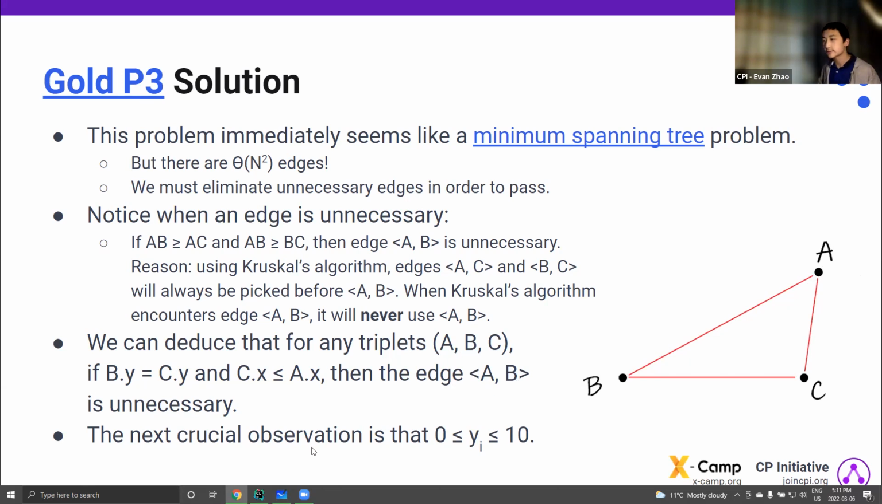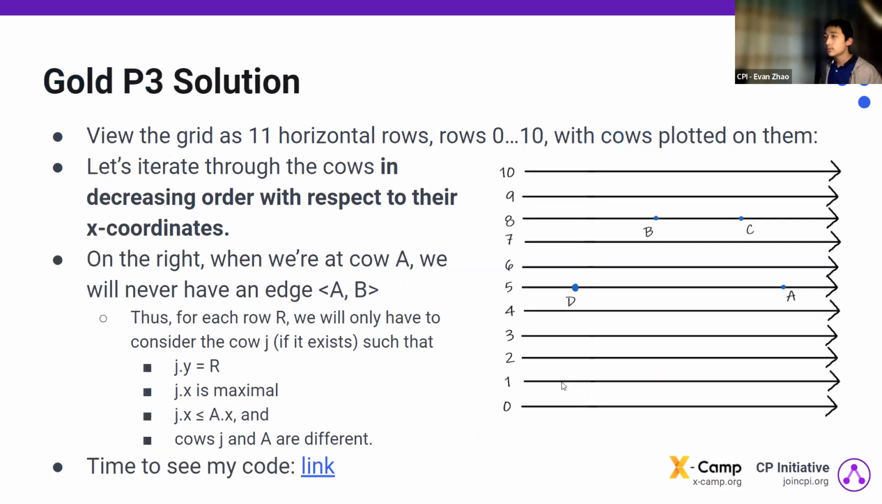The next crucial observation is that the maximum y coordinate is 10. The smallest is 0, the maximum is 10. So there are 11 different rows. Let's view the plane as 11 horizontal rows, rows 0 to 10, with cows plotted on them. Each cow can have its y coordinate at minimum 0 and maximum 10. So let's plot all 11 horizontal lines and plot the cows on them.